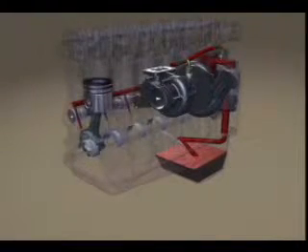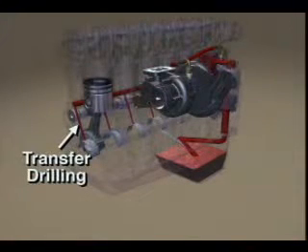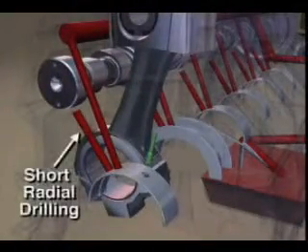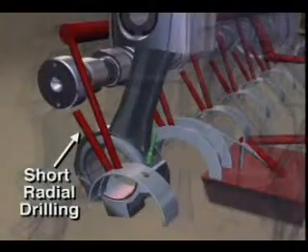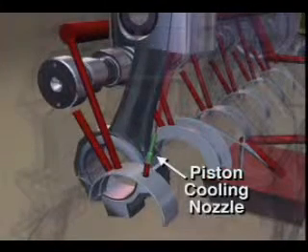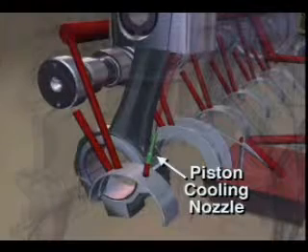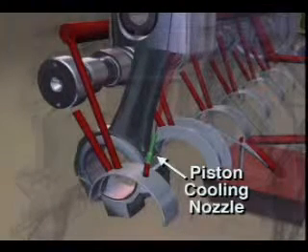The transfer drill connected to the main oil rifle supplies oil to a groove in the upper main bearing shells. Oil is then supplied to the cam bores through short radial drillings. Oil also flows through a groove in the upper main bearing to the piston cooling nozzles. The piston pins are splash lubricated by the piston cooling nozzle spray.